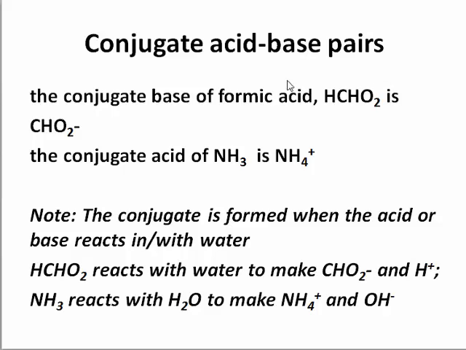The conjugate base of formic acid is CHO2-. Take away the H and take away a positive charge, or bring the charge down by 1. It should be no surprise to you that the conjugate base of formic acid is called the formate ion. And the conjugate acid of ammonia is found by adding a hydrogen atom and increasing the charge by 1 to +1. So the conjugate acid of ammonia is ammonium.